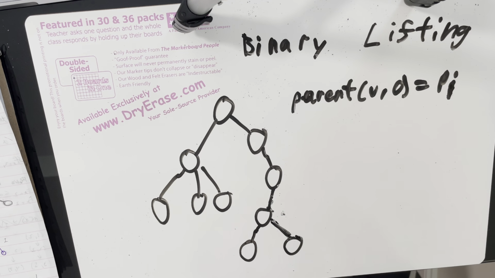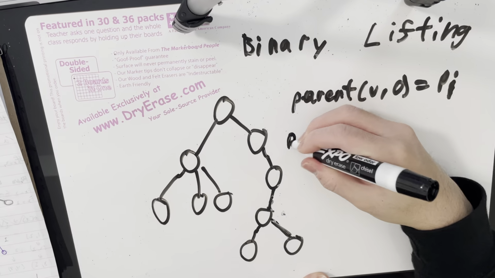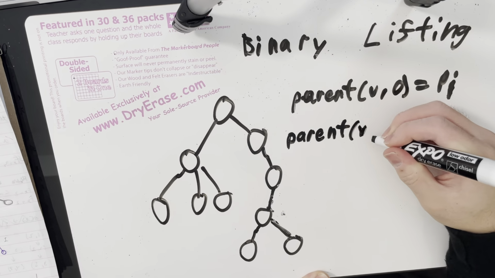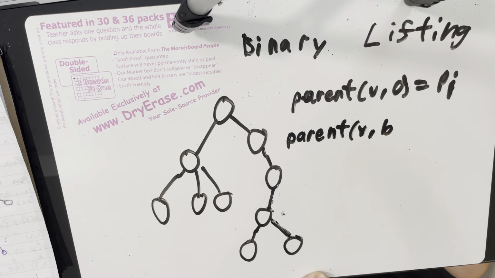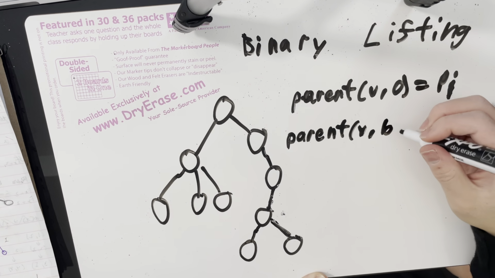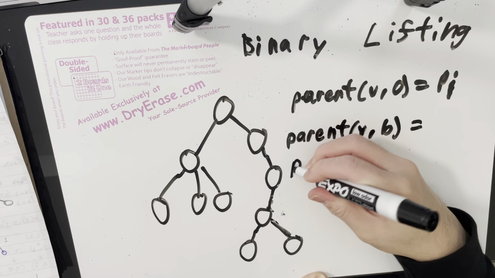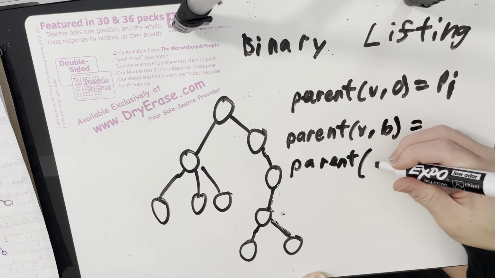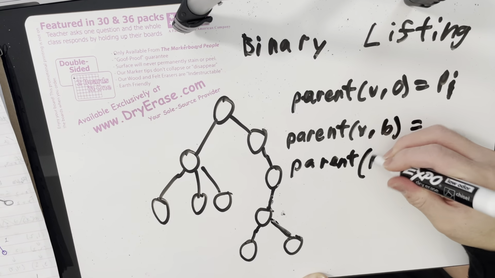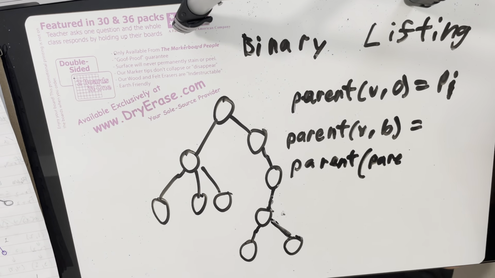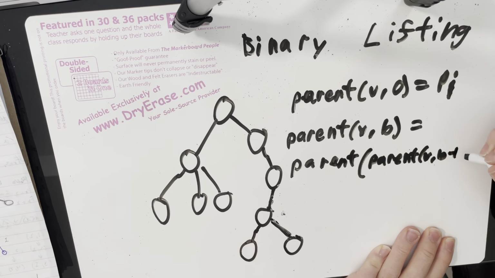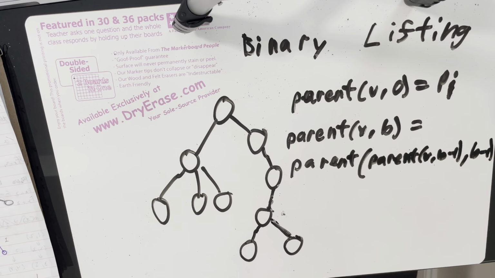And then we just use a standard binary lifting table where we have the parent of v and 2 to the power of b, where b is strictly greater than 0. This is just equal to the parent of, what is this a parent of? We first go 2 to the power of b minus 1 steps up from v, and then from this node we go b minus 1 more steps up.